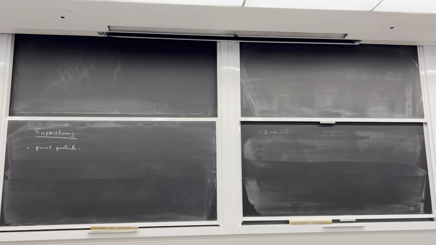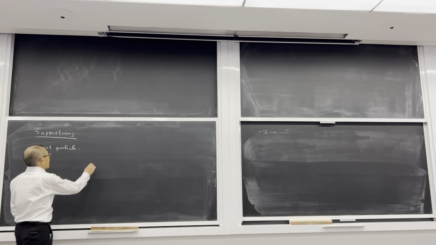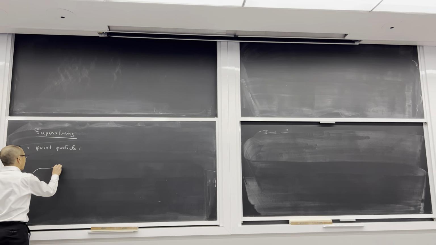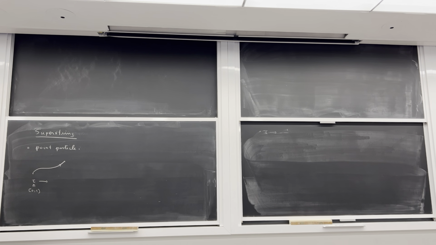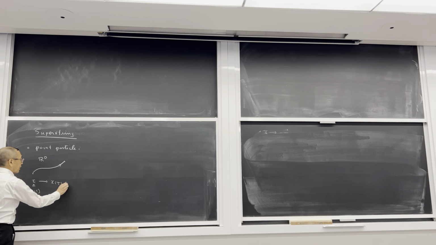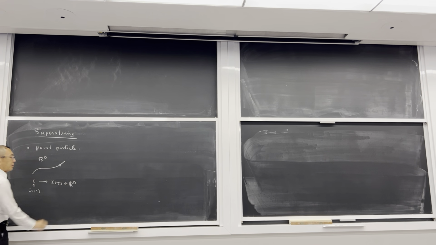So the Lagrangian: if you have a point particle propagating along some trajectory, the trajectory is described by a map from some tau in a line segment, which I chose arbitrarily to be between 0 and 1, to some point in target space. So if the target space is d-dimensional, then it's a point in d dimensions. So its trajectory can be parameterized like that.